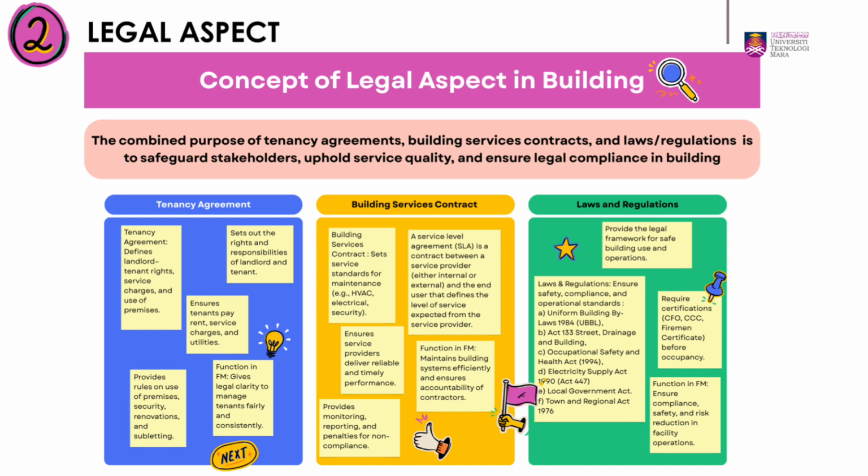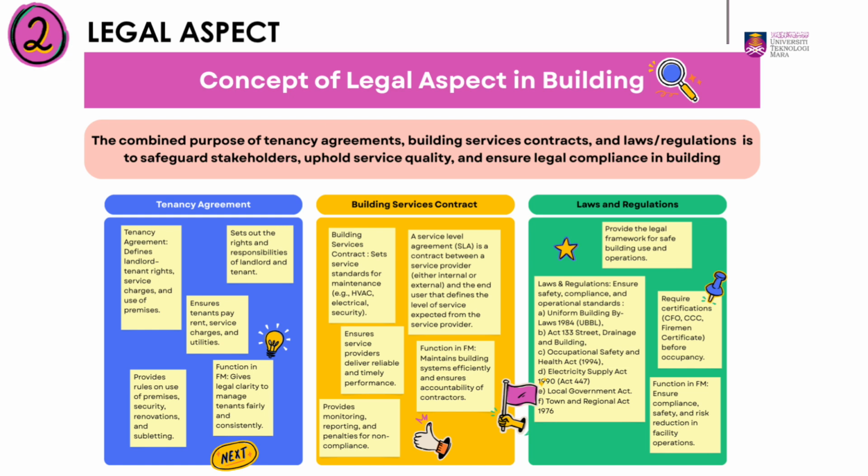Building services contract. A building services contract sets service standards for maintenance, e.g., HVAC, electrical, plumbing. A service level agreement, SLA, is a contract between a service provider and a client that defines the level of service expected. Ensures service providers deliver reliable and timely performance. Provides monitoring and penalties for non-compliance. Function in FM: maintains building function in line with performance and quality targets.